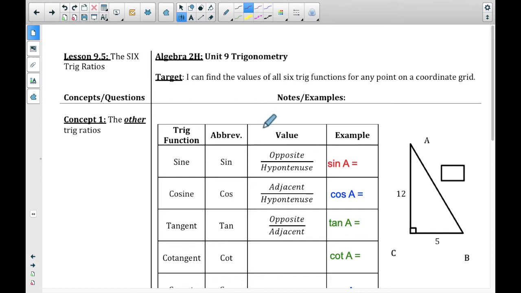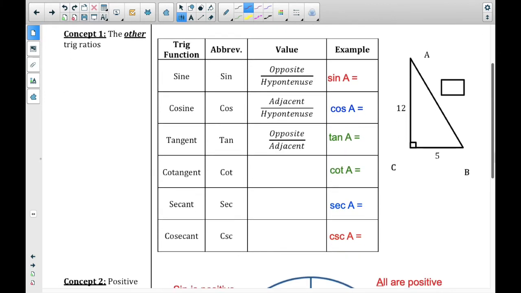Hi guys, in this video today we're going to talk about the 6 trig ratios. So this is kind of fun because everyone knows about sine, cosine, tangent, but there are actually 3 others in addition to sine, cosine, tangent. Now the good thing, or the easy thing about it, is they really are just reciprocals of the other 3.